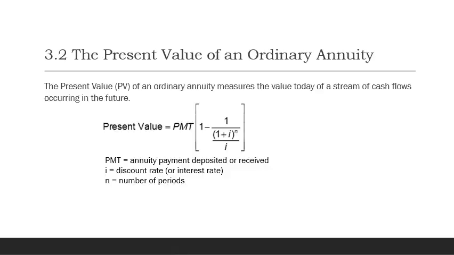In the case of the present value of an ordinary annuity, we measure the value today of a stream of cash flows occurring in the future. This is the mathematical formula to settle the case of the present value of an ordinary annuity.